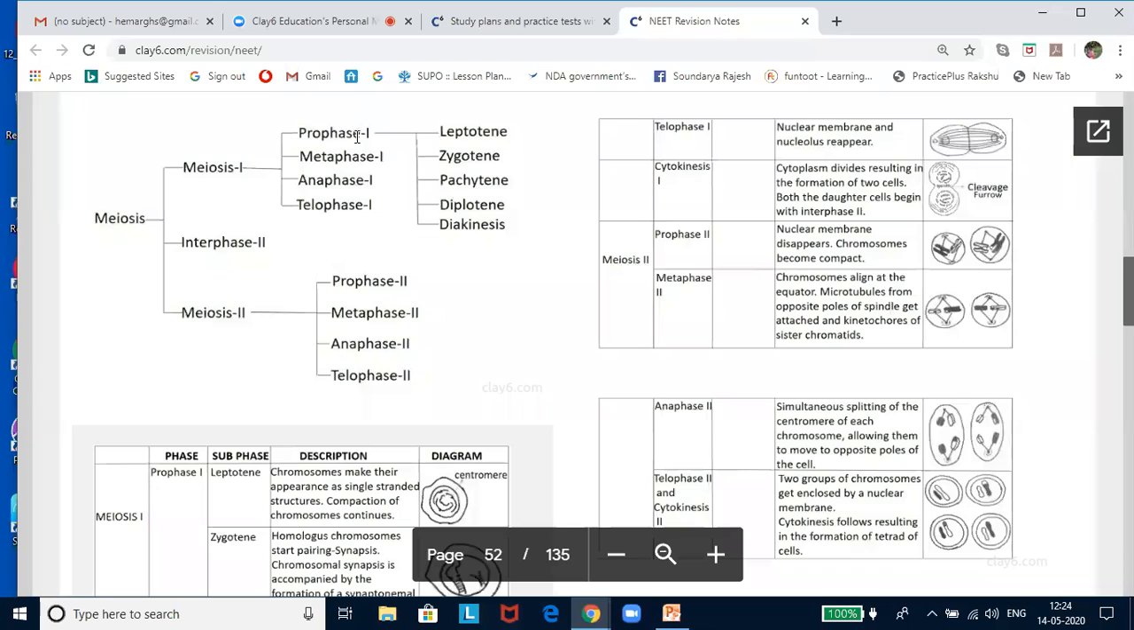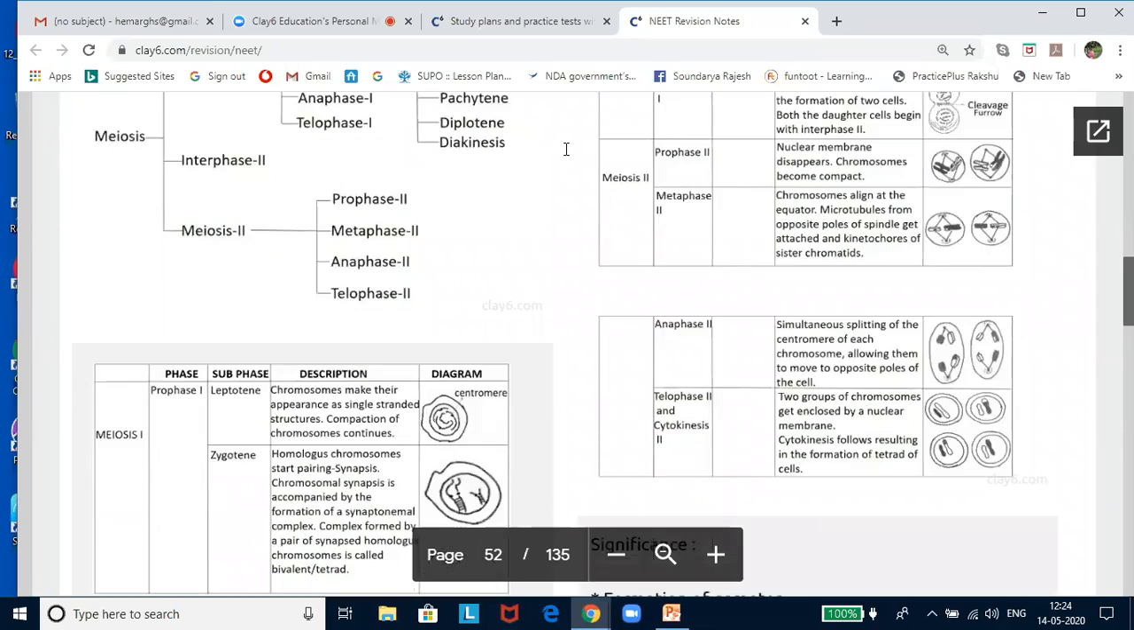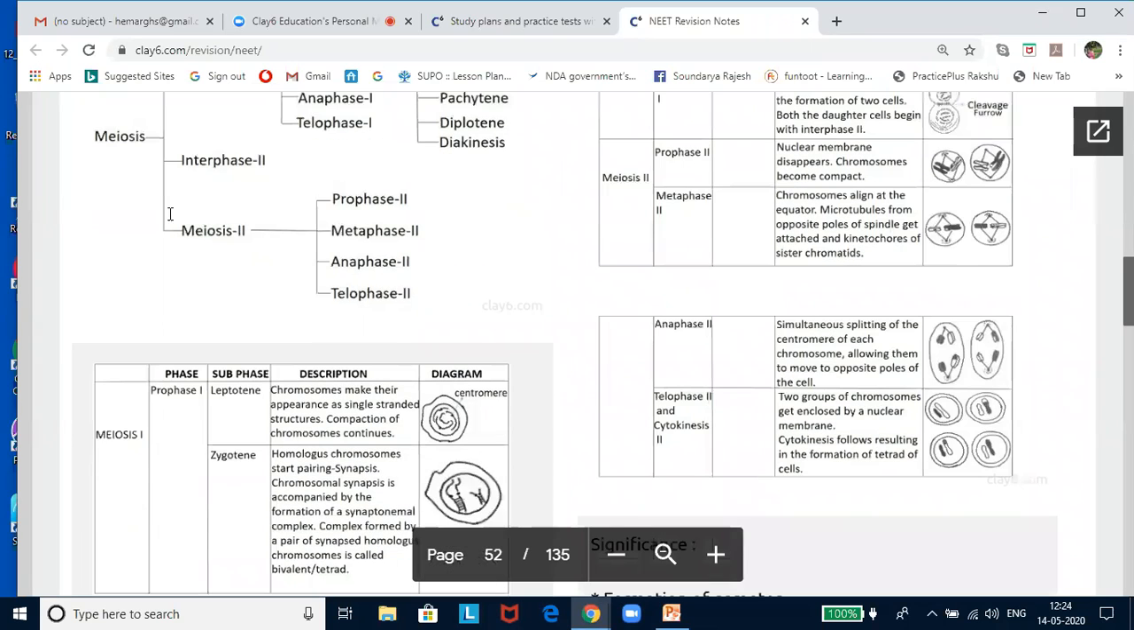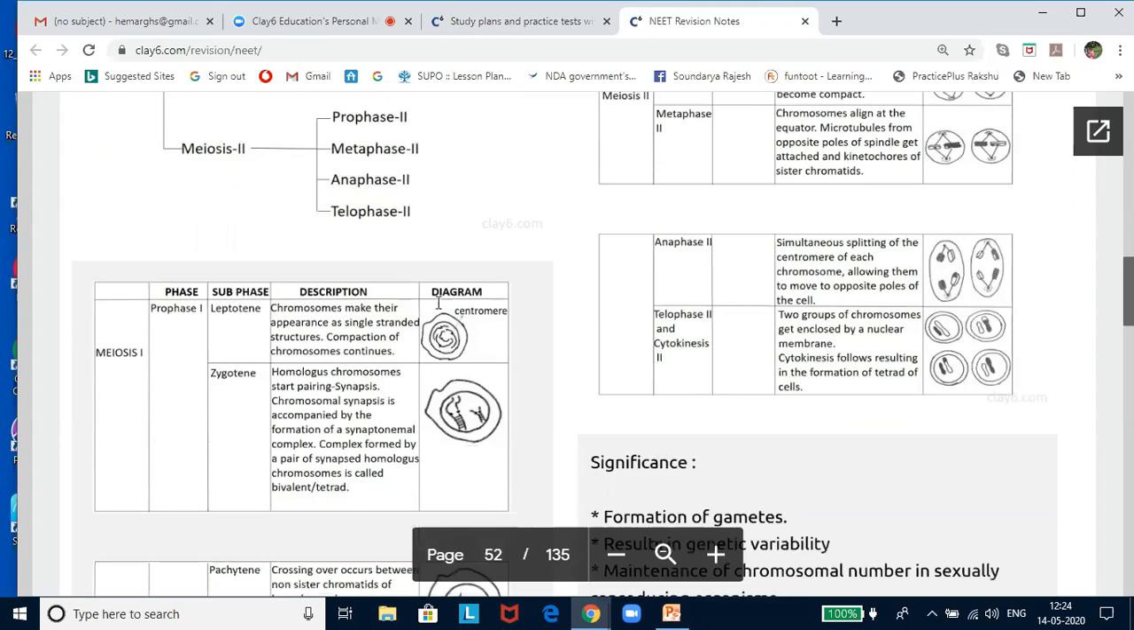Now, prophase 1 is the longest stage and it has 5 substages. So, the 5 substages are leptotene, zygotene, pachytene, diplotene, diakinesis. You have to remember the order, which means remember LZP D squared. If you remember LZP D squared, you will get the stages in sequential order. Meiosis 2 is again made up of prophase 2, metaphase 2, anaphase 2, and telophase 2.